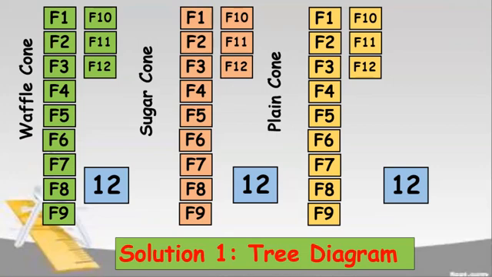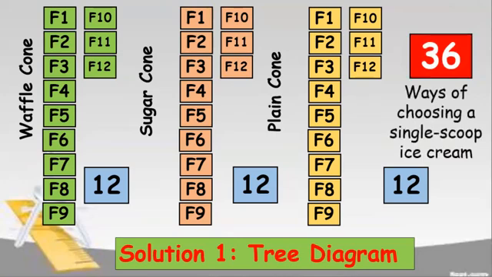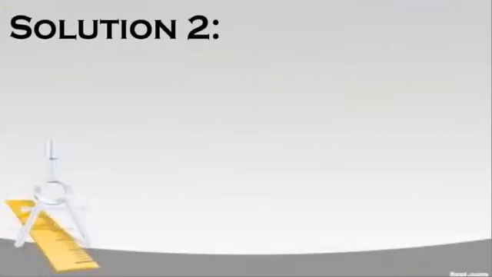So if we have 12 for each cone, after po natin, through this tree diagram, we can identify that we have 36 possible ways of choosing a single scoop ice cream. So isang flavor lamang per order. Ano po? So this is our first solution for this problem. And then we can also use the solution number 2, kasi minsan po ay sobrang dami ng choices or flavors, kaya hindi po natin pwedeng laging gamitin yung tree diagram. So ginagamit lang po natin ang tree diagram if konti lamang po yung choices natin.